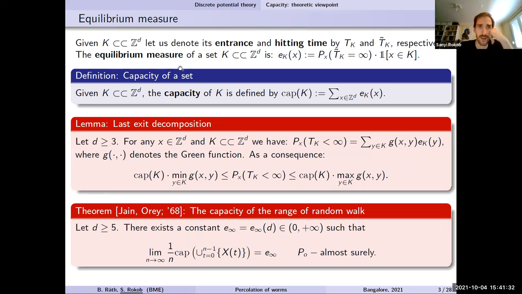And if we have this notion of equilibrium measure, then we can define the capacity as the total equilibrium measure of K. So here I sum over all the vertices in Z^d, but as you can see, the equilibrium measure is concentrated on K.